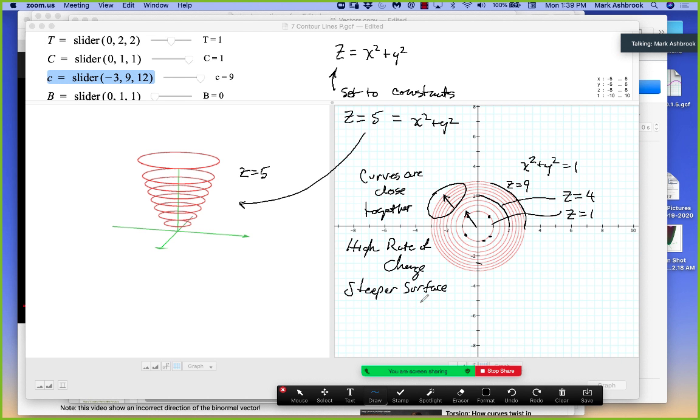So all that I wrote there is for this situation here. Here, I have a low rate of change. For the same horizontal change, I only cross 1 z. My z doesn't change very much. And so the surface is more shallow.